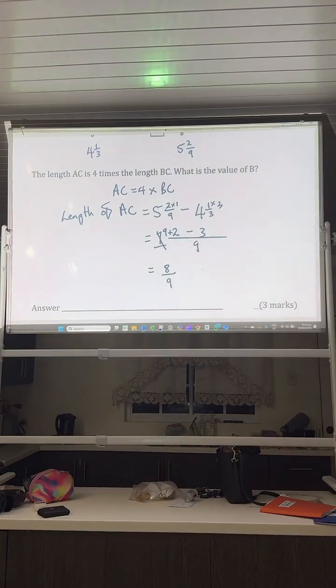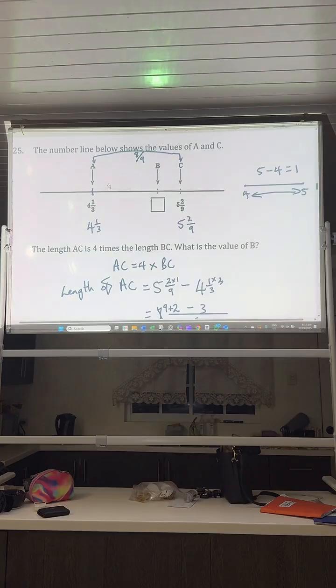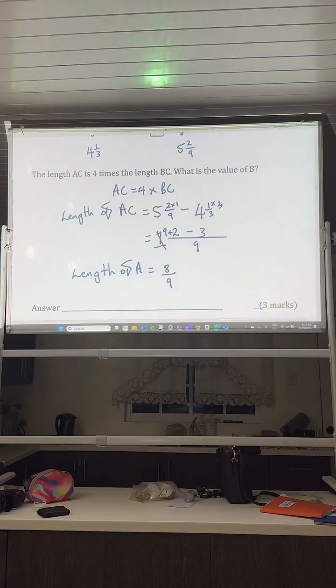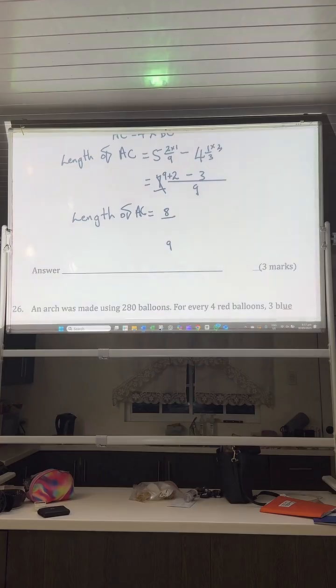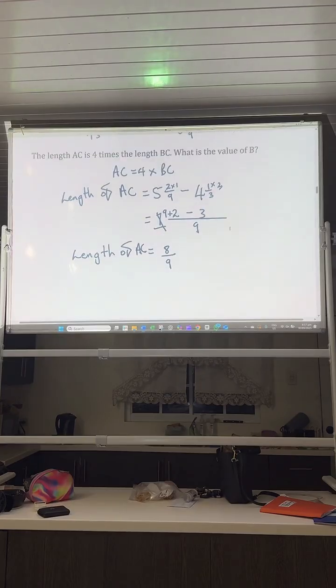Very good, Ari. So 8 over 9 represents the length of AC. That's the distance from here to here, 8 over 9. Everybody good there? That's the first step. We found AC. Let me make some space here. Kiana said it was looking like a short question, but it has some long work in it. Somebody in the chat is saying they don't understand, so I'll run it back.